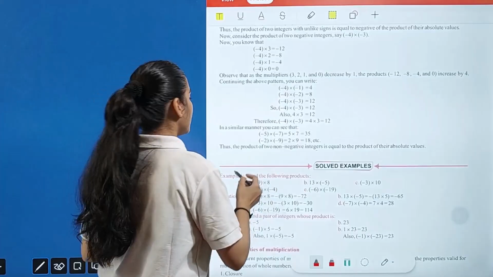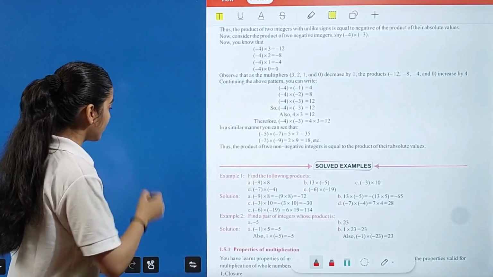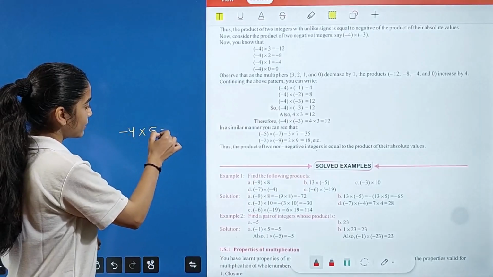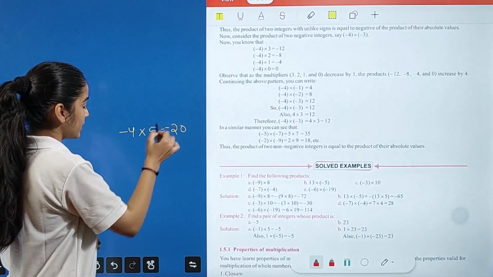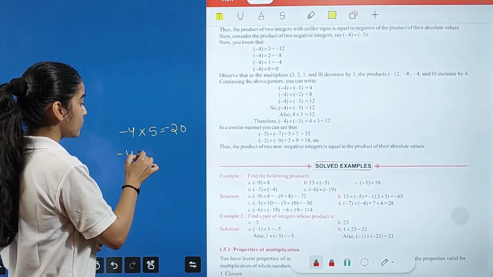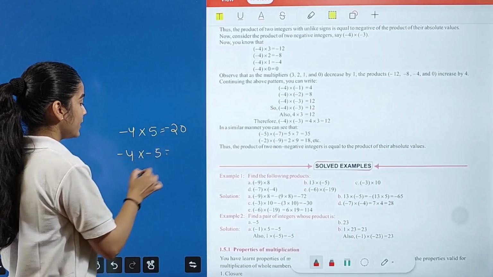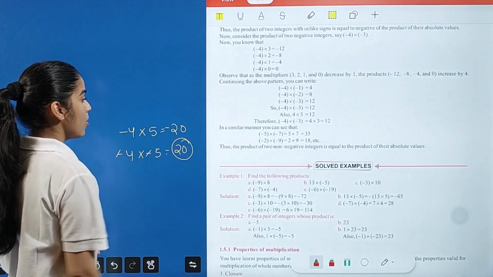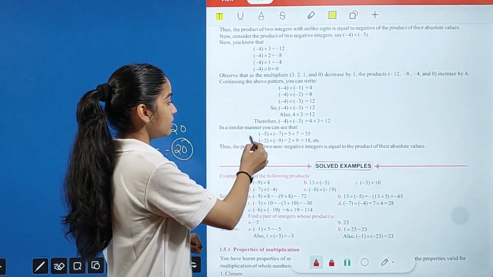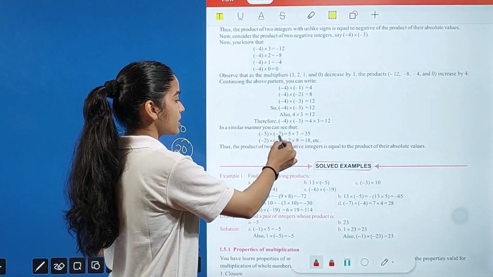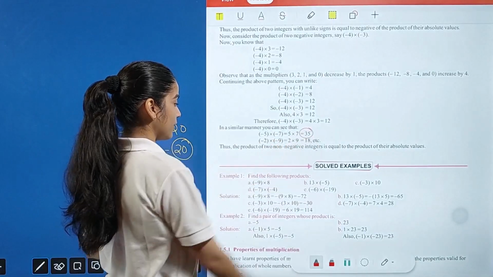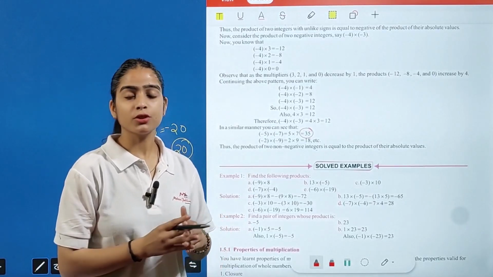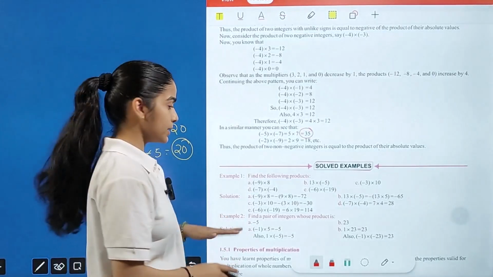For example, if I have a number minus 5 and I have to multiply it with 5, I get minus 25. But for example, if I have minus 4 multiplied by minus 5, it means the minus signs cancel out each other and you will get your answer, which is 20. So in a similar manner, you can see that minus 5 multiplied by minus 7 is 35. Okay. So while you do multiplication with your integers, you have to keep this property in your mind.